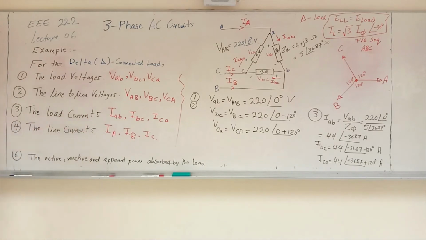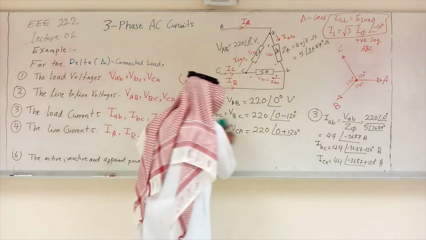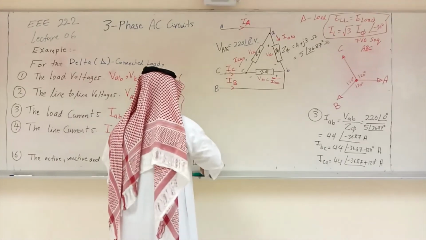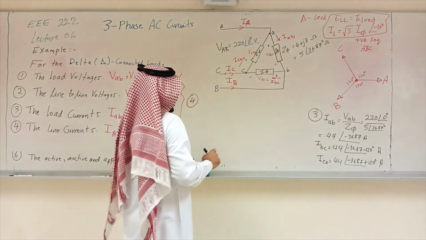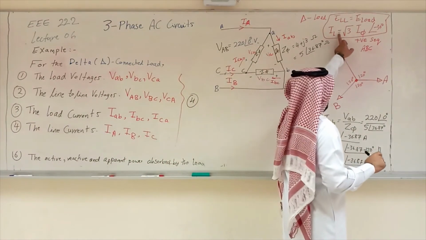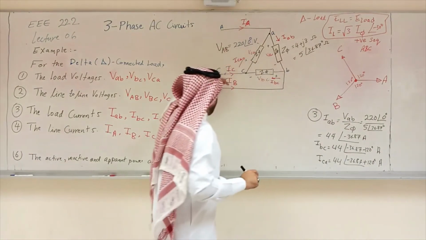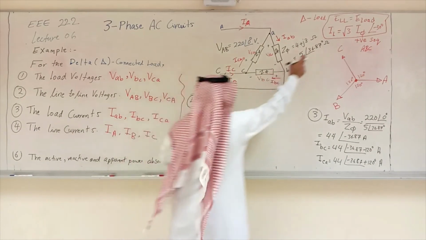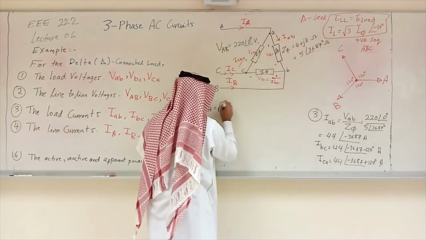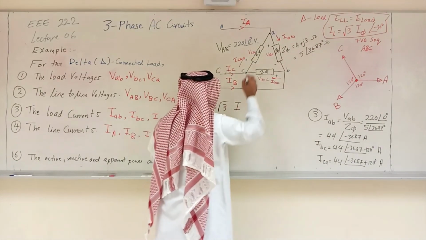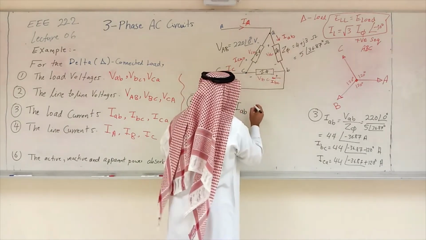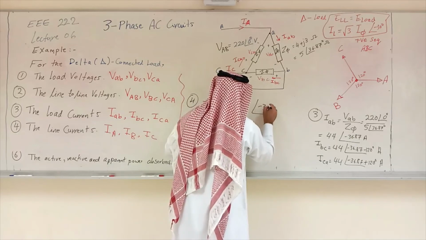We bring the load current. Number 4, the line currents. So let me take this one out. The line currents, that's number 4. We're going to use the formula here. The line currents are IA, IB, and IC. Let me bring IA first. IA, according to the formula here, is root over 3 times the load current IAB, or the phase current, and there is a phase shift of minus 30.